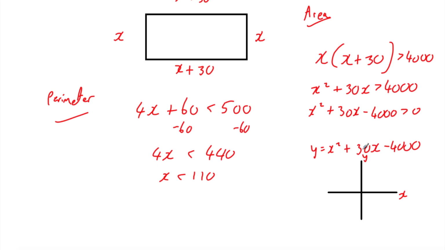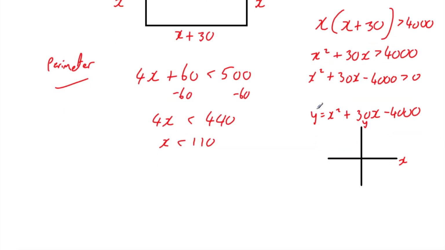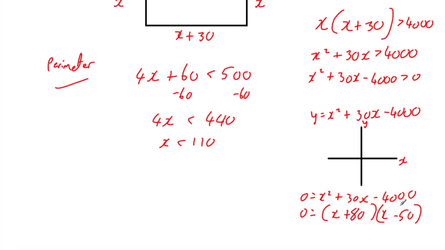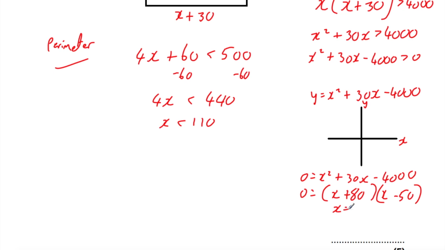And then if we want to find where this quadratic crosses the x-axis, we want to let y equal 0. So we'd have 0 equals x squared plus 30x minus 4,000. And if we factorize this, we'd get two brackets, x and x. We want to find two numbers that multiply together to give us minus 4,000 and add together to be 30. So I'm thinking 80 and minus 50, because 80 times minus 50 would be minus 4,000, and minus 50 plus 80 is 30. And if we solve this, we'd have that x is equal to minus 80, or x is equal to 50.